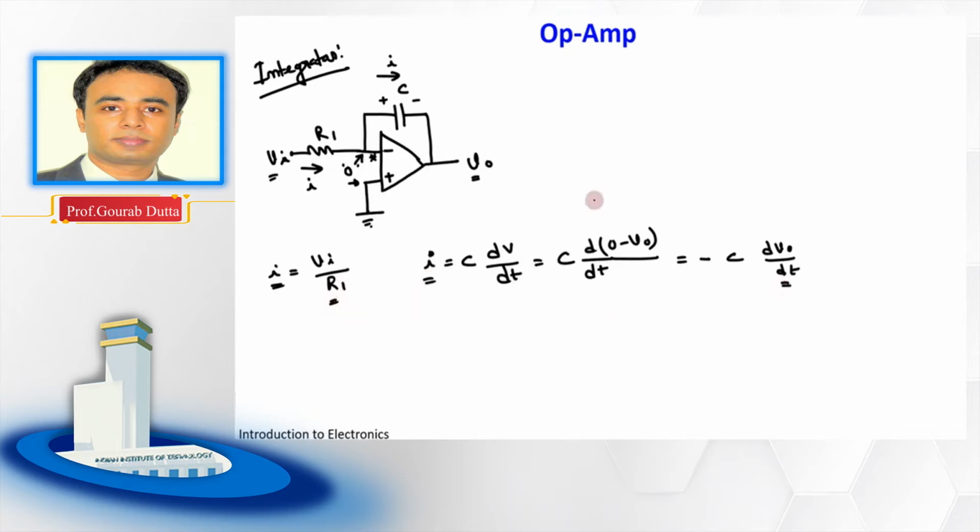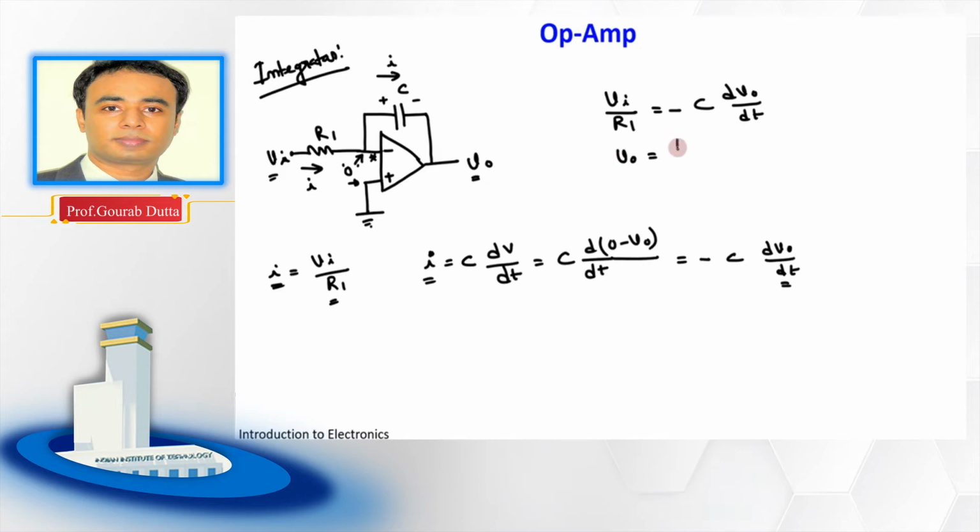Okay, now if we equate these two terms, let us write it here, we have some space here. So Vi by R1 is equal to minus C dVout by dt, right? Then we would like to express Vout in terms of Vi. Then obviously, to get Vout, we have to take an integral, right? Take an integration.